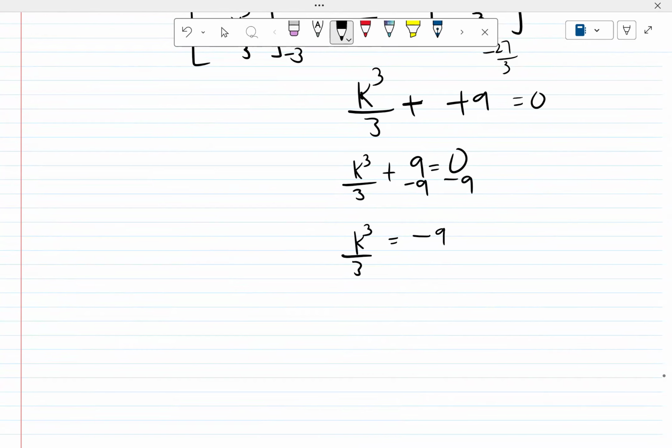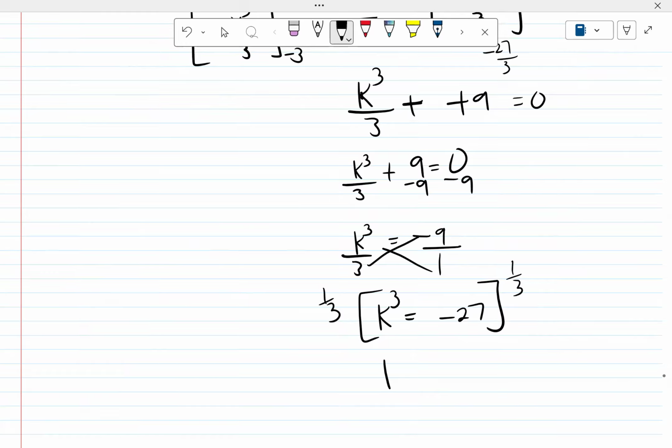And then go and solve for k by cross multiplying. So 1 times k cubed is k cubed, and then 3 times -9 is -27. And if you solve for k, you've got to get rid of the power 3 by raising everything to the 1/3. So that's k equals -27 raised to the 1/3. It's -3. Okay, so my k is -3.